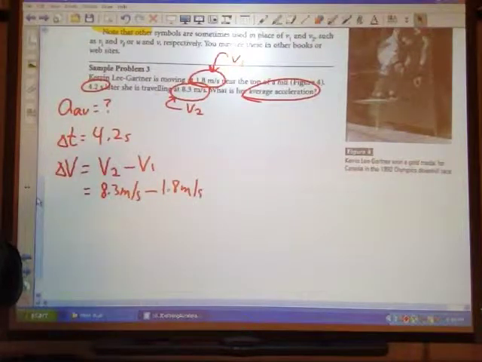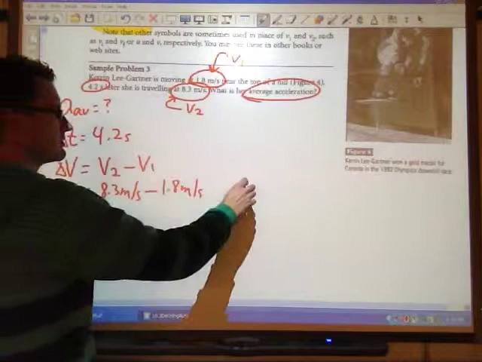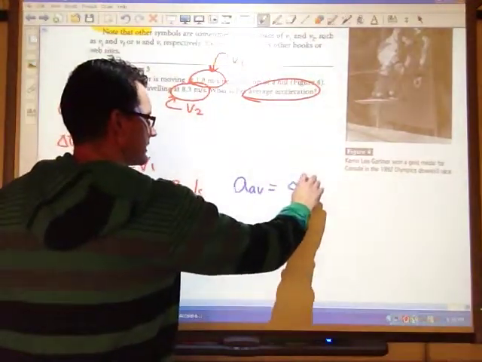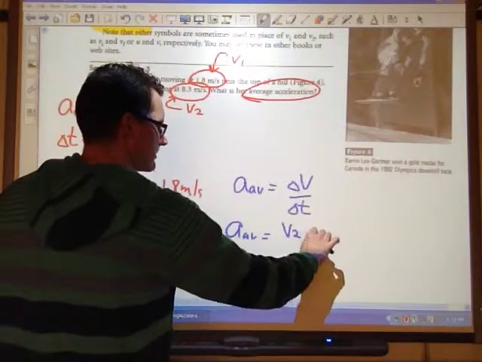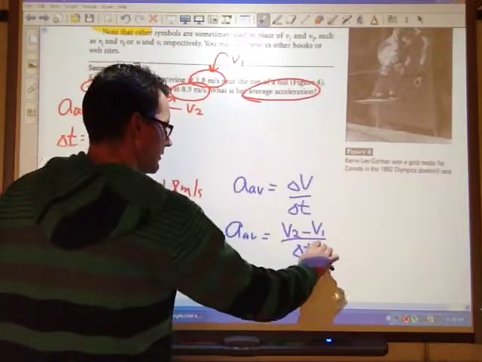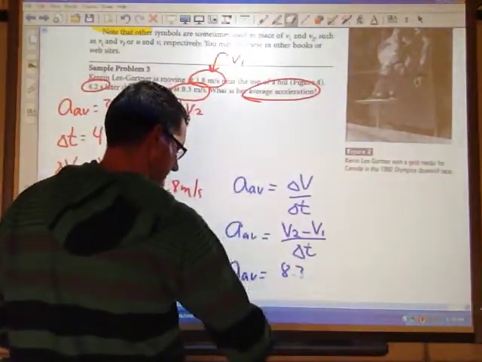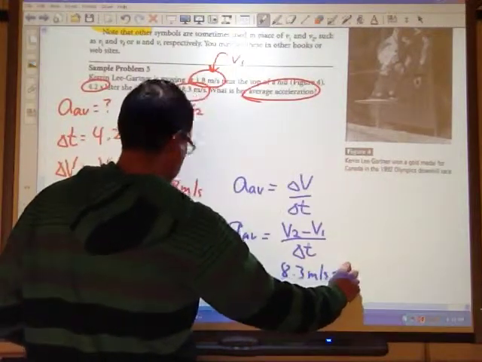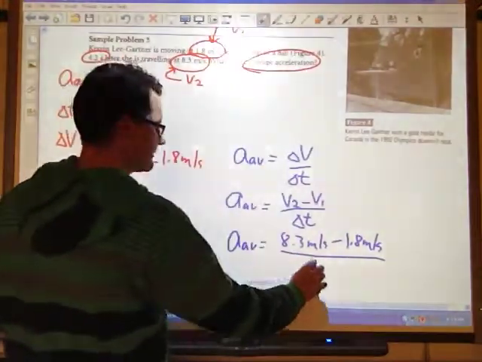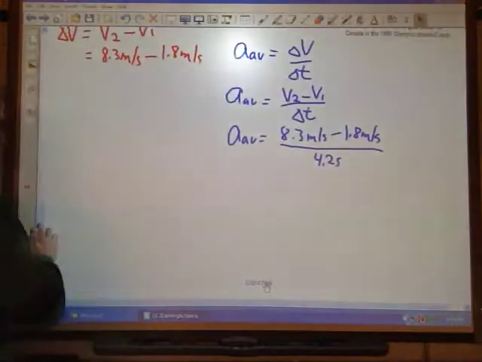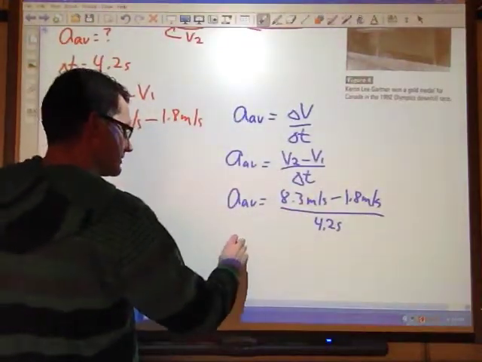So when we figure that out, find that difference in speed, we could just put this all in the big formula too. It's our usual way of representing it: a_av equals delta v over delta t. And of course, delta v can be represented as v2 minus v1, over delta t. And then put all this in here: 8.3 meters per second minus 1.8 meters per second. So you could have done this before, it doesn't really matter. All over our time period of 4.2 seconds. I'm going to have to press extend page there again. And if you type it in your calculator, do the subtraction, then divide it by 4.2 seconds.